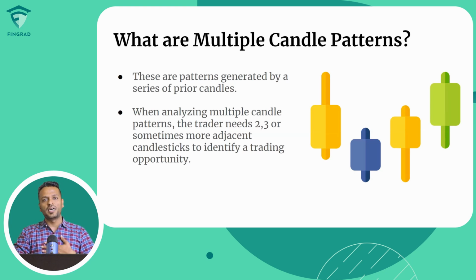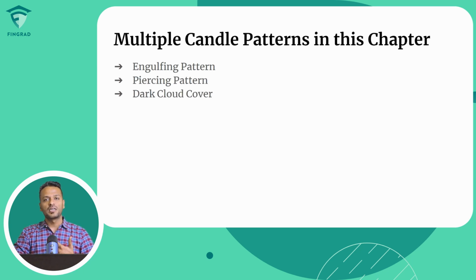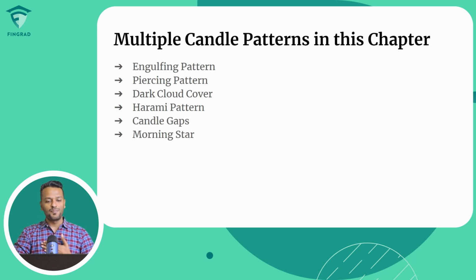Now in this chapter and the chapter to follow, we're talking about the following multi-candlestick patterns. We're talking about the engulfing pattern, piercing pattern, the dark cloud cover, the harami pattern. It's not a Hindi word, it's a Japanese word. The candle gaps, the morning star, and the 3 white soldiers. So these are 7 multi-candlestick patterns which we'll be covering in these 2 chapters.